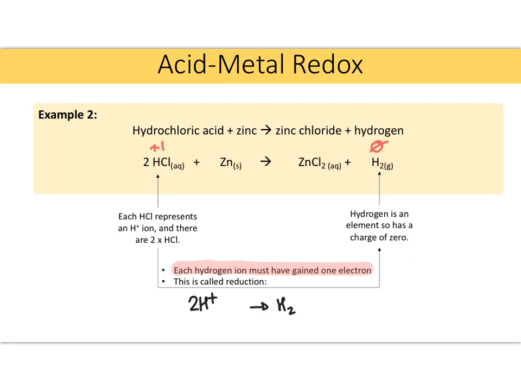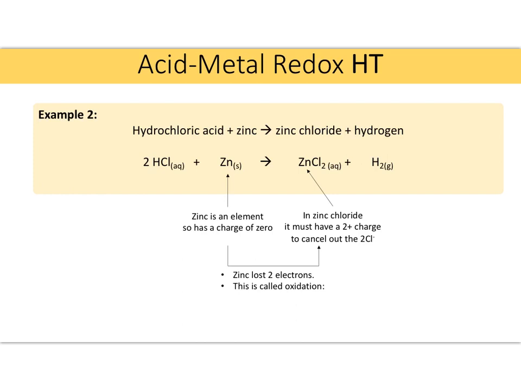But the other thing that we have to balance is charge. At the moment on the left-hand side we've got 2 1+ ions, so that's +2. On the right-hand side we've got the element, so that's 0. The only thing that we can do is add electrons, and electrons bring numbers down. So we would need to add 2 electrons to bring the left-hand side's overall charge down to 0 so that it matched the right-hand side.